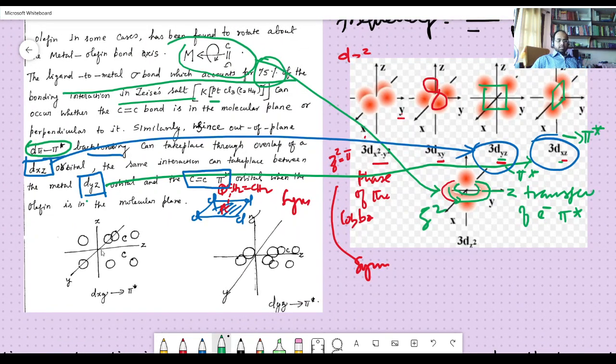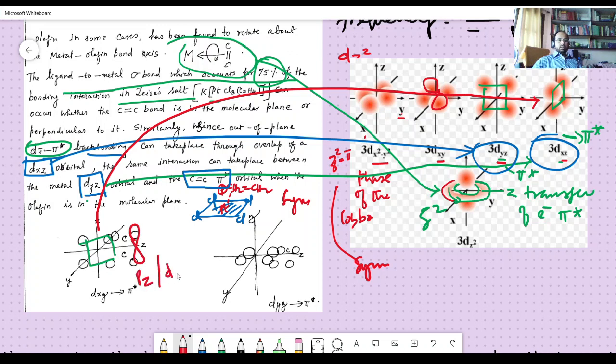Okay, so this is actually dxz. Can you see this? Dxz. Okay, this is the orbital that I have put here. So it is being seen like this. Now these two are the pz orbitals of the ethylene molecule.